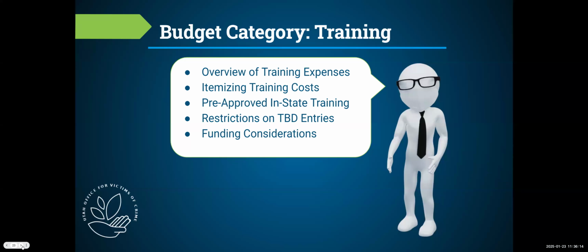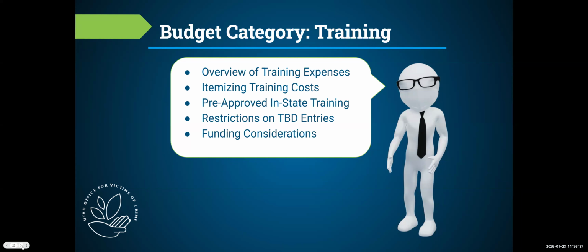Let's go over the training category and how to include it properly in your grant application. This category is designed to cover expenses that support the professional development of your team and improve the delivery of victim services. However, it's important to itemize and justify all expenses to show they are necessary and reasonable.